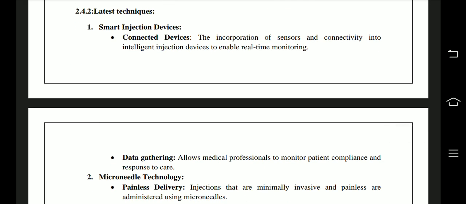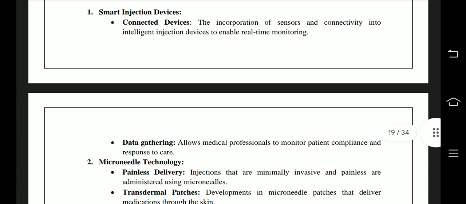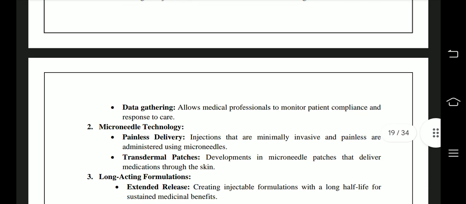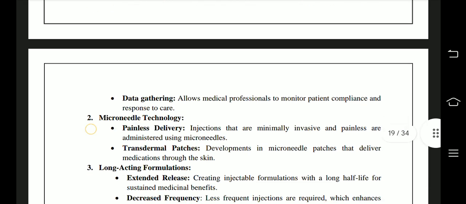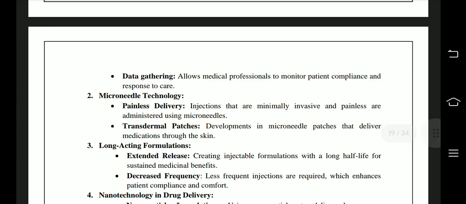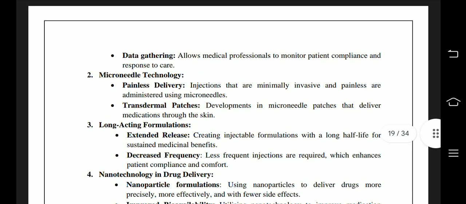Connected devices: the incorporation of sensors and connectivity into the intelligent injection device to enable real-time monitoring. Data gathering allows medical professionals to monitor patient compliance and response to care. Second one is microneedle technology, painless delivery.